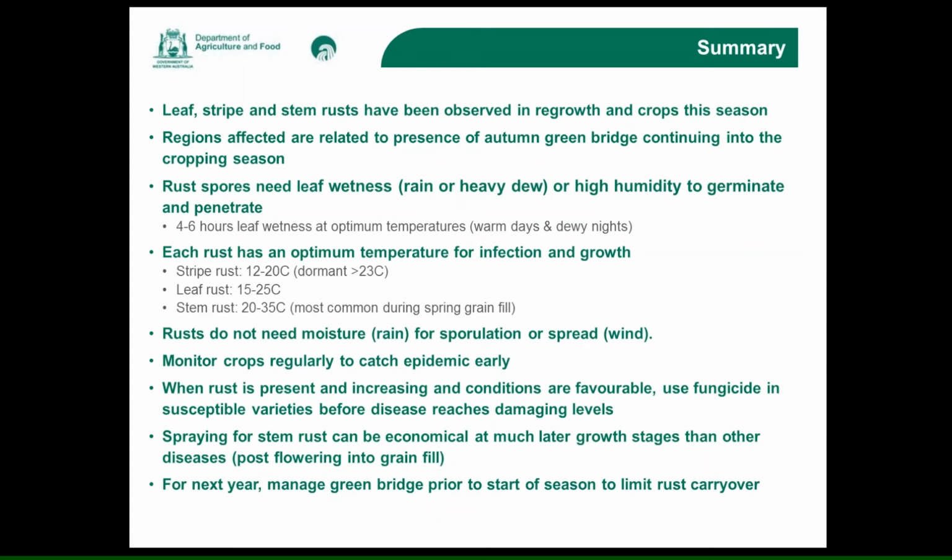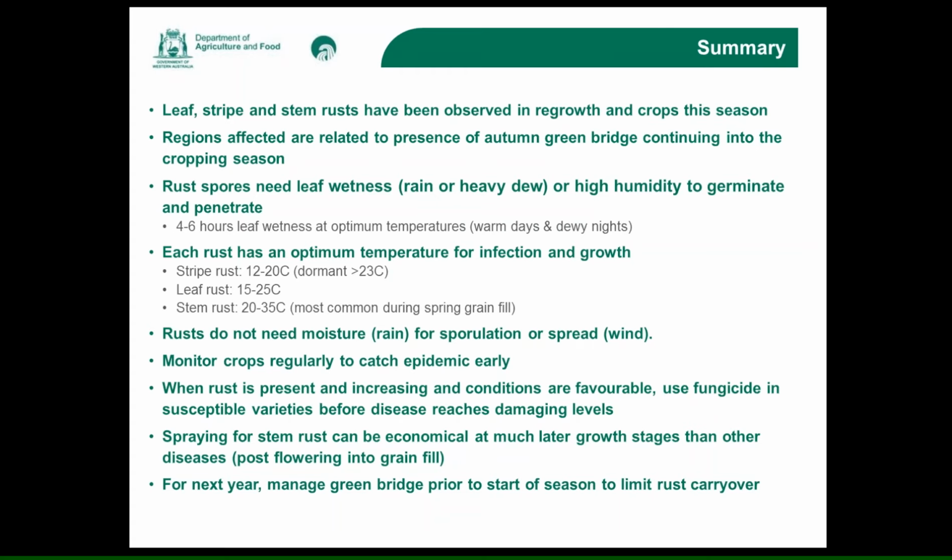When there is rust present and we've got conditions that are favourable, we need, as I said, to use the fungicide before the disease reaches damaging levels. So in our very susceptible and moderately susceptible varieties, we need to be spraying those before the disease reaches epidemic levels.